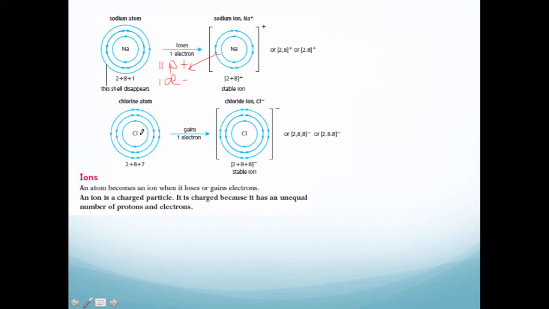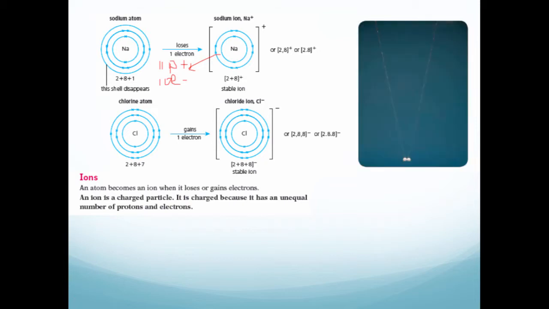Same thing happens with chlorine. In here, this is the proton number and also the electron number when it's neutral. If you gain 1 electron, the electron number will be 2 plus 8 plus 8. And the proton number doesn't change, right? It will be 2 plus 8 plus 7. So you have 1 more electron than the proton. Therefore, the chlorine will have a negative charge. So the chlorine ion is a negative charge.